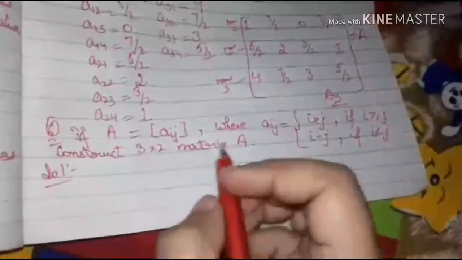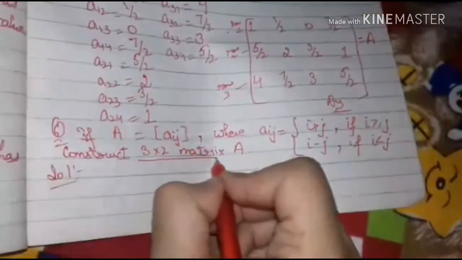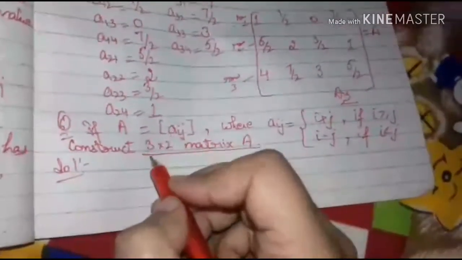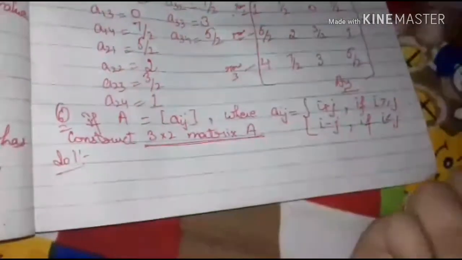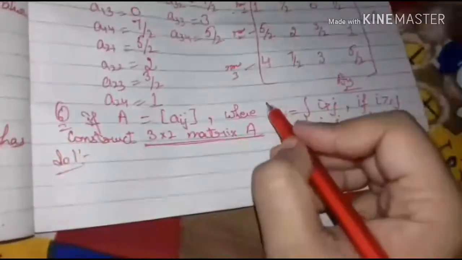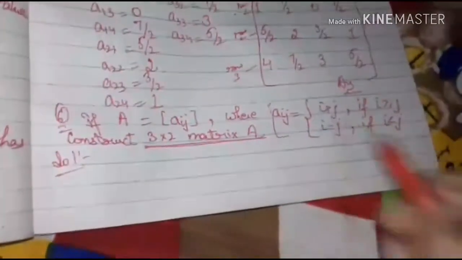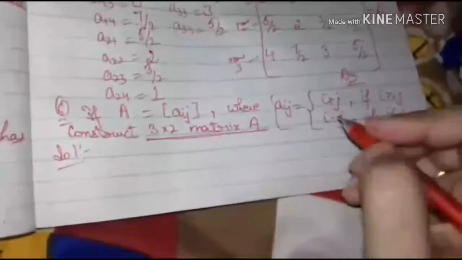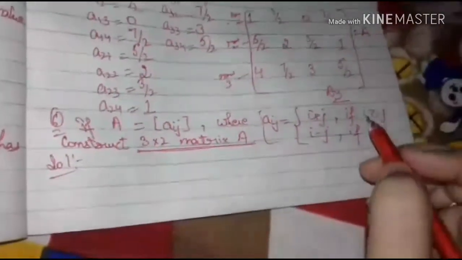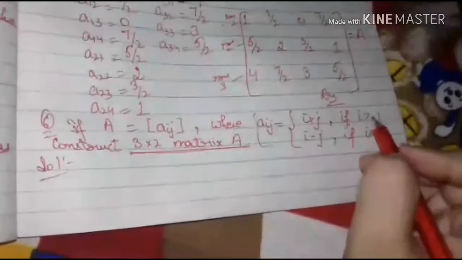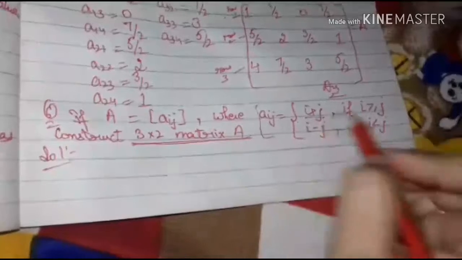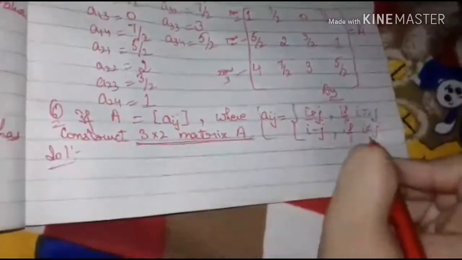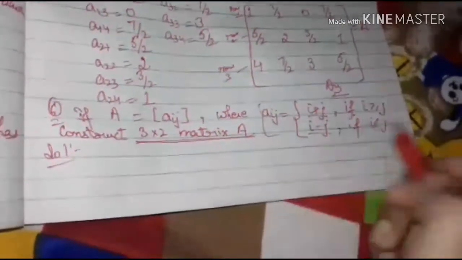Now we have a next example. In this example we have to construct a matrix which is of order 3 cross 2, and we have these two equations as given conditions. So firstly, if we have i greater than or equal to j, then we have this equation, and if i is less than j, then we have this equation.